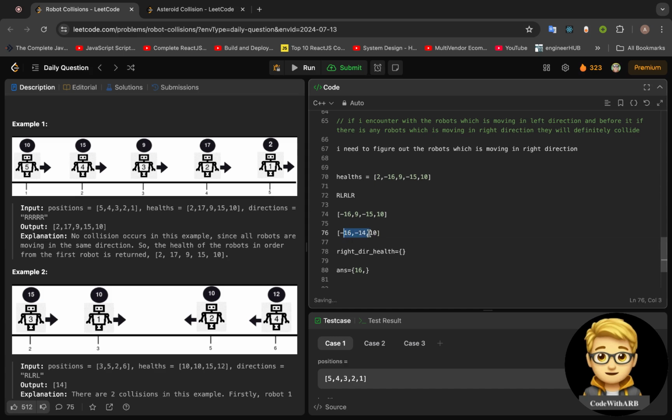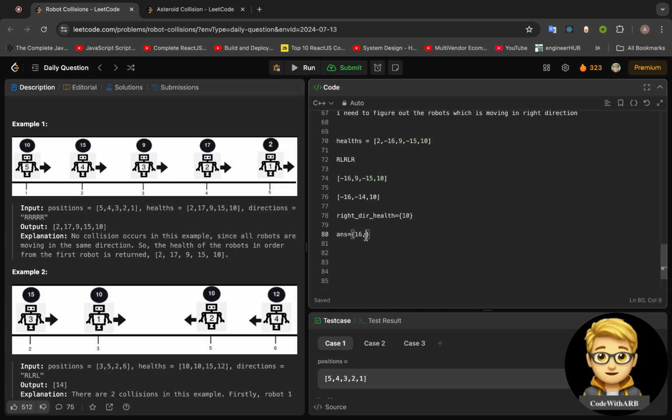Till here we have covered. Now this is again 10, so we will insert this here. And also this 14 will be in my answer, because this is again a left direction and will never collide with anyone. So this is 14 again, with this 10. So the direction health is 10, and we will store that. After this, the robots are ended.